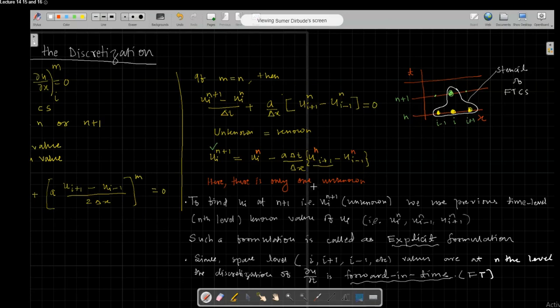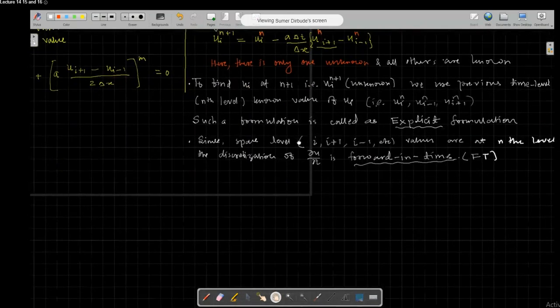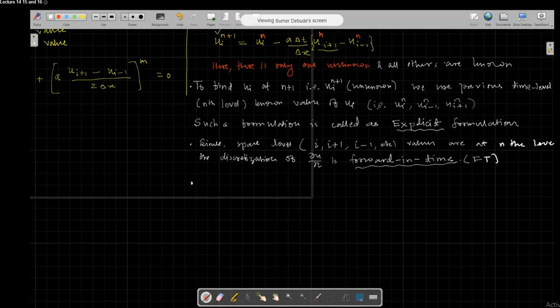So here again you can note there is only one unknown and all others are known. This is explicit. Now, central in space, that is central in space, that there is no discrepancy. Central in space at nth level. So that is no discrepancy.